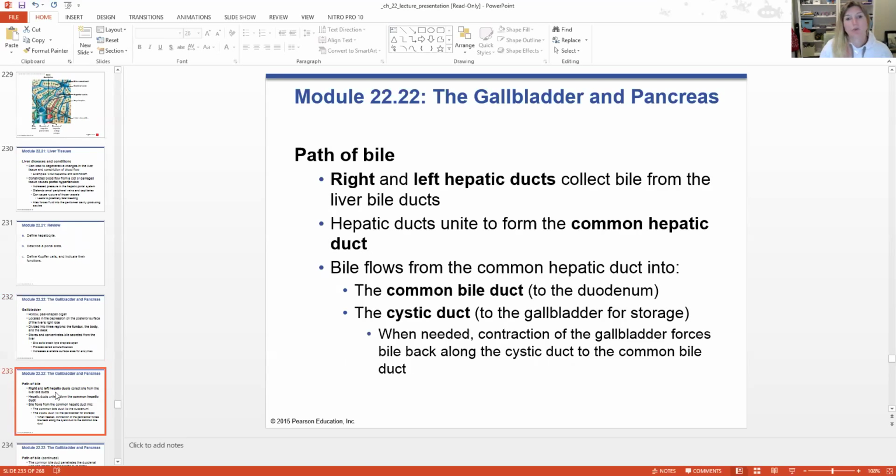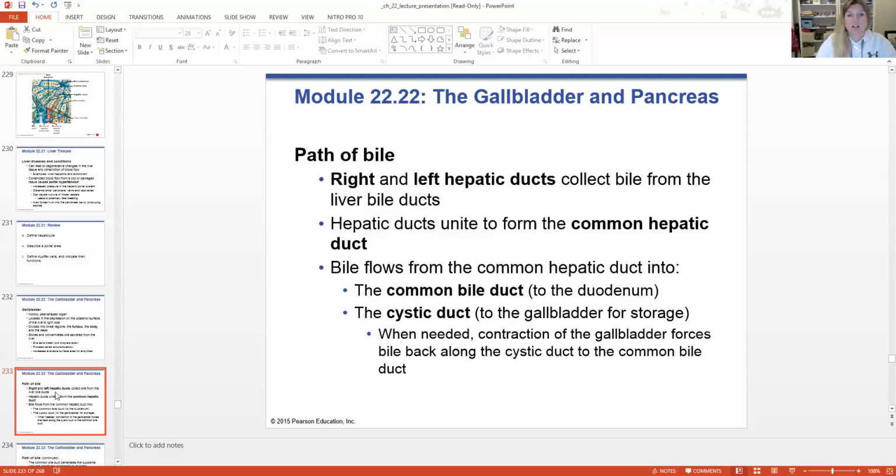So the right and left hepatic ducts are collecting the bile from the liver bile ducts, and then the hepatic ducts form what's called the common hepatic duct. The common bile duct is one of the branches from the common hepatic duct, as well as the cystic duct. So what I would do if I were you is take the information on this slide and create a sequence chart of it. So you have right and left hepatic ducts fusing together to form a common hepatic duct. The common hepatic duct branches, and you have the common bile duct that's going down to the duodenum and the cystic duct that's going to the gallbladder.